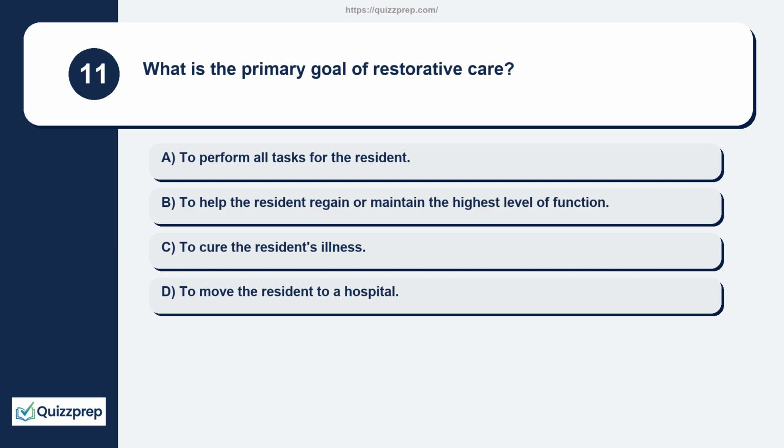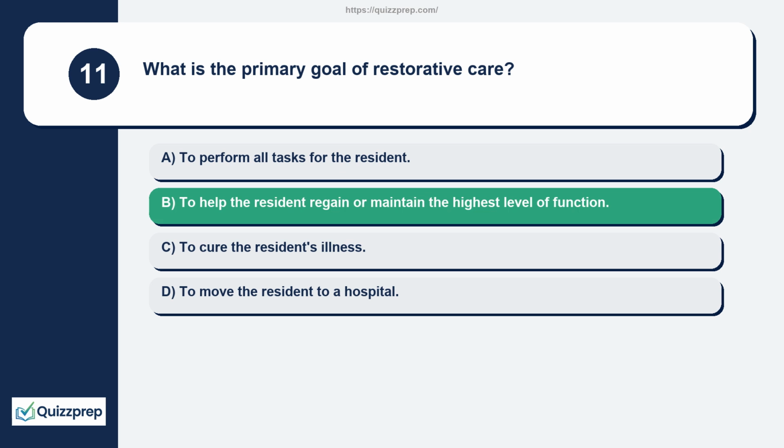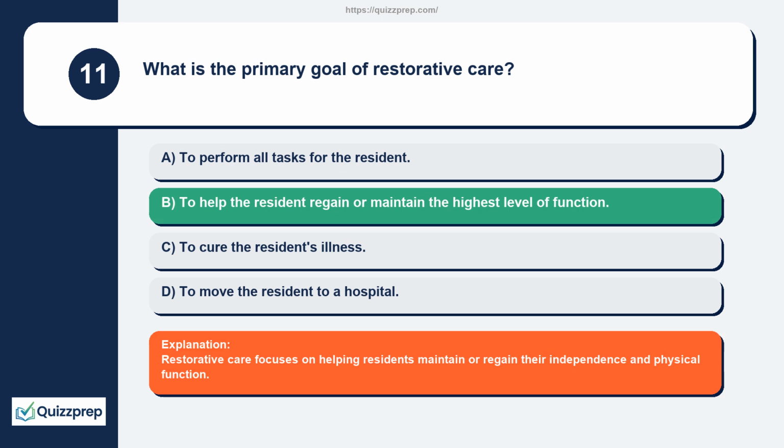Question 11. What is the primary goal of restorative care? To perform all tasks for the resident, to help the resident regain or maintain the highest level of function, to cure the resident's illness, to move the resident to a hospital. Restorative care focuses on helping residents maintain or regain their independence and physical function.